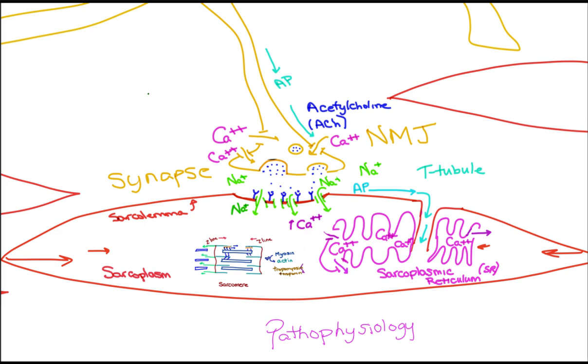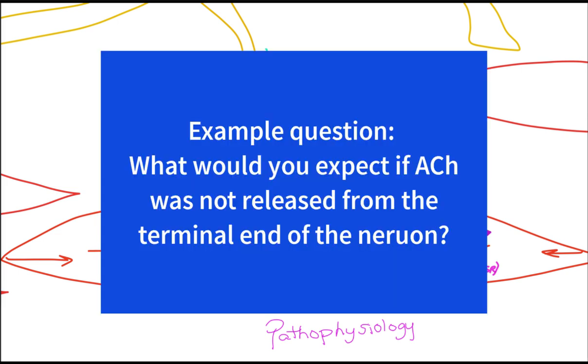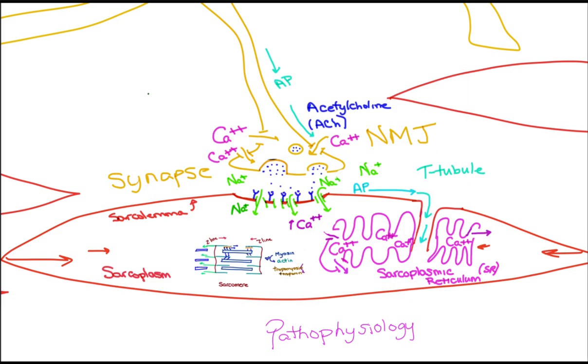So you might be wondering, why are we looking at pathophysiology? We are not going to be diagnosing patients. The reason we study pathophysiology is to help us better understand and assess our knowledge of normal physiology. For example, if I asked you what would happen if acetylcholine did not get released from the terminal end of the neuron, and you were able to tell me exactly what would happen and what that would mean for muscle contraction, that means you know pretty well what the normal physiology is supposed to be. So it's a way to really assess where you are and see if you understand normal physiology.